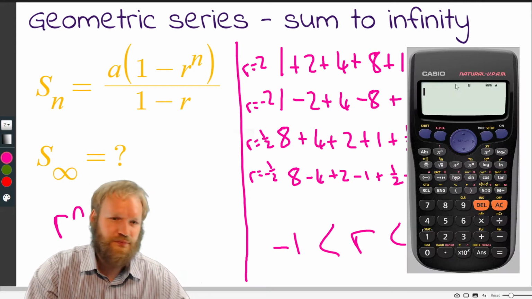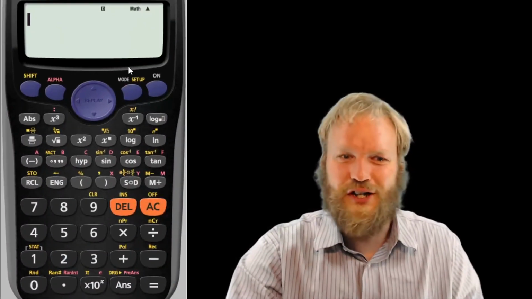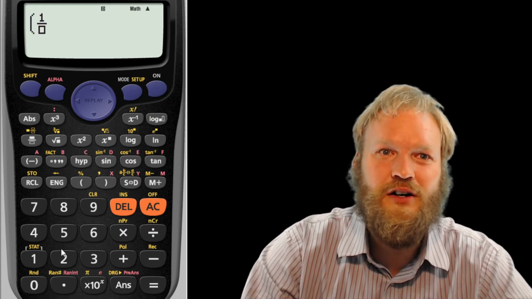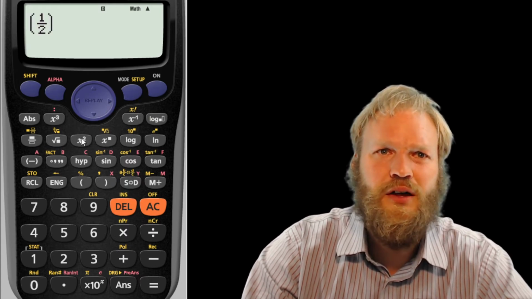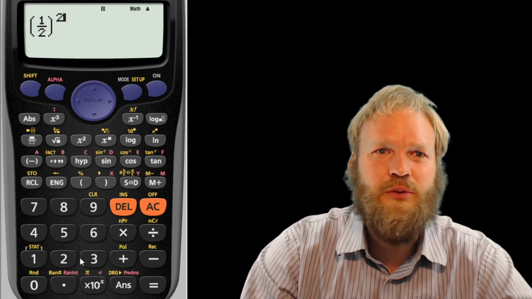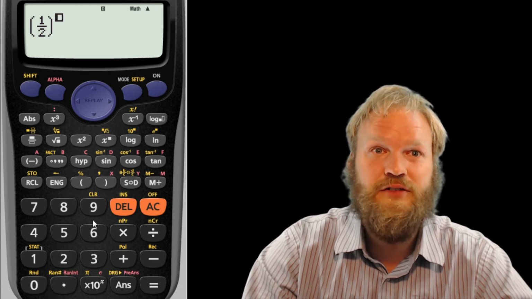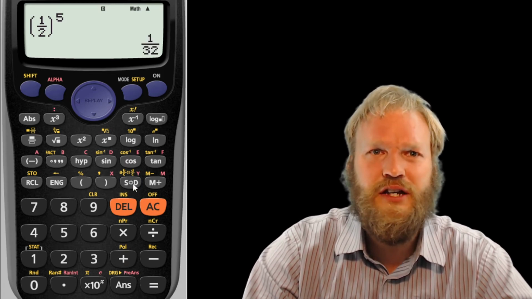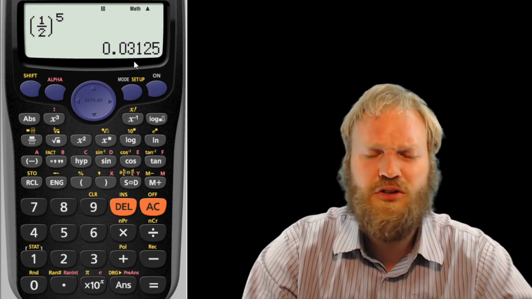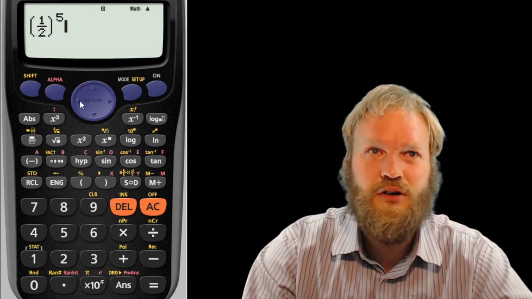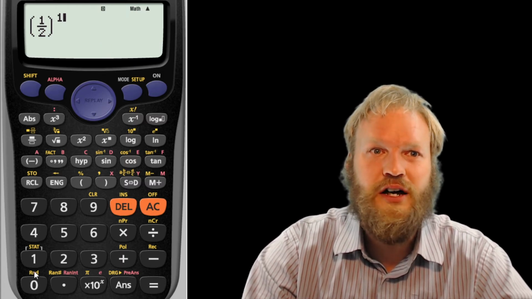Calculator time. Let's really look at it here. Let's look at our calculator. So let's take that half, 1/2. Now let's say we square it. We get a quarter. What happens if we take it to something bigger, like 5? 1/32. Bigger or smaller number? Well, it's a smaller number than we had before. What about to the 10?